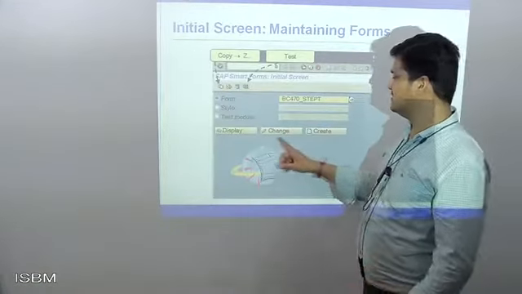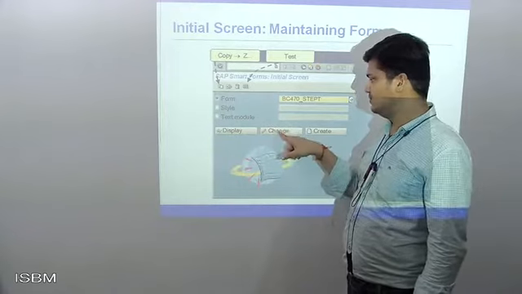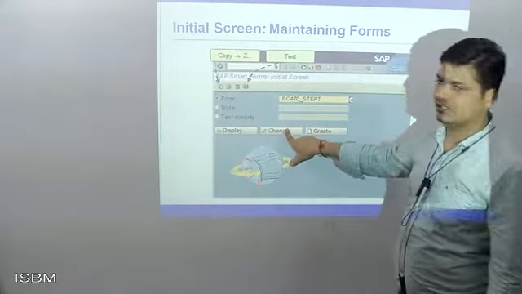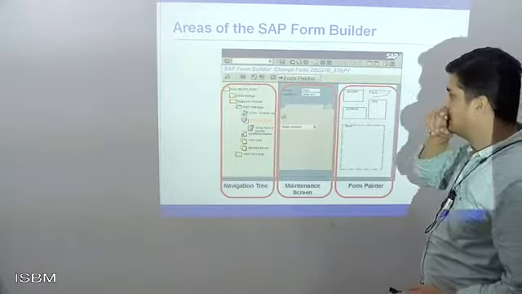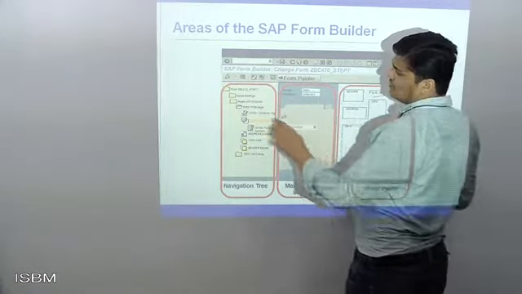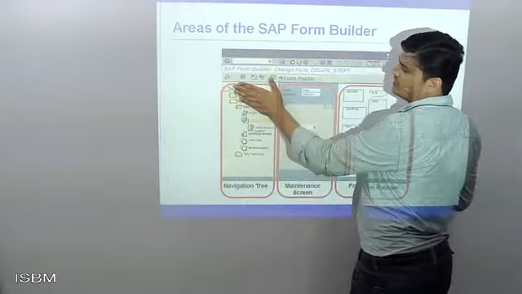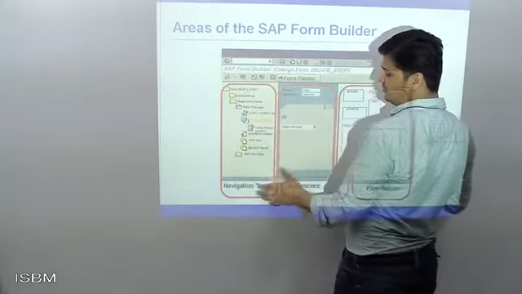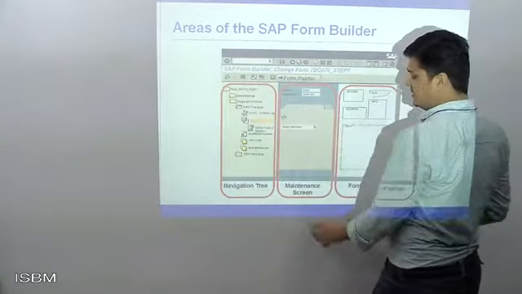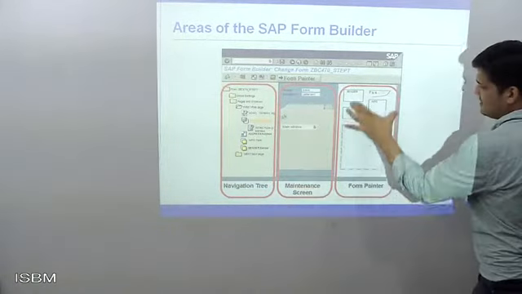If you click on the change, it will show you this screen. The next screen will show you the different windows. This part is called windows. This part is called the navigation tree. This is the maintenance screen, and this is the form painter.